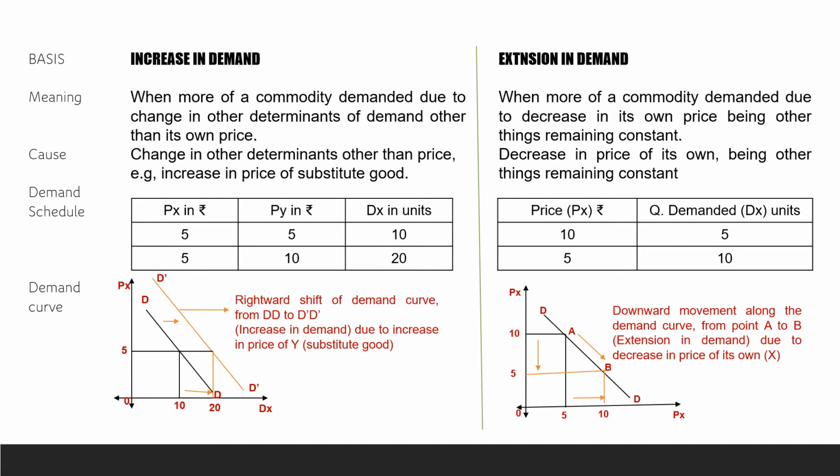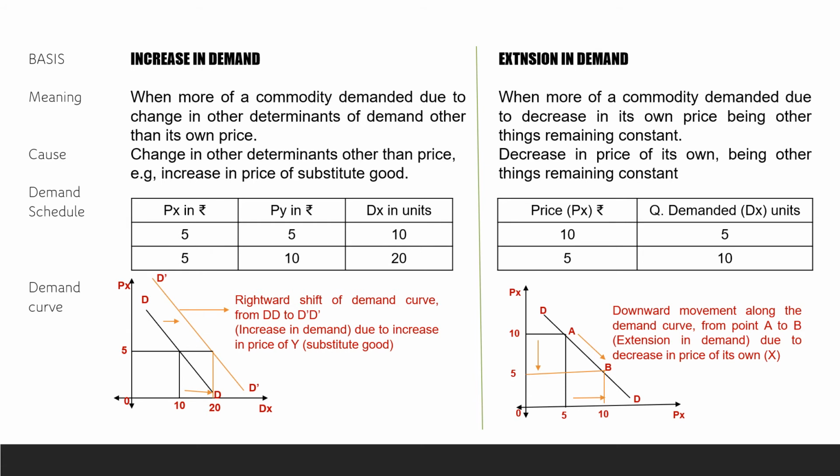Showing 10 units at rupees 5. Now, at a given price, the demand increases to 20. Then you get the complementary curve, which shows a rightward shift of the demand curve, DD demand curve to D dash D dash. So this represents an increase in demand from 10 units to 20 units when the price of its substitute good rises from 5 to 10. So it happens due to an increase in the price of a substitute good.